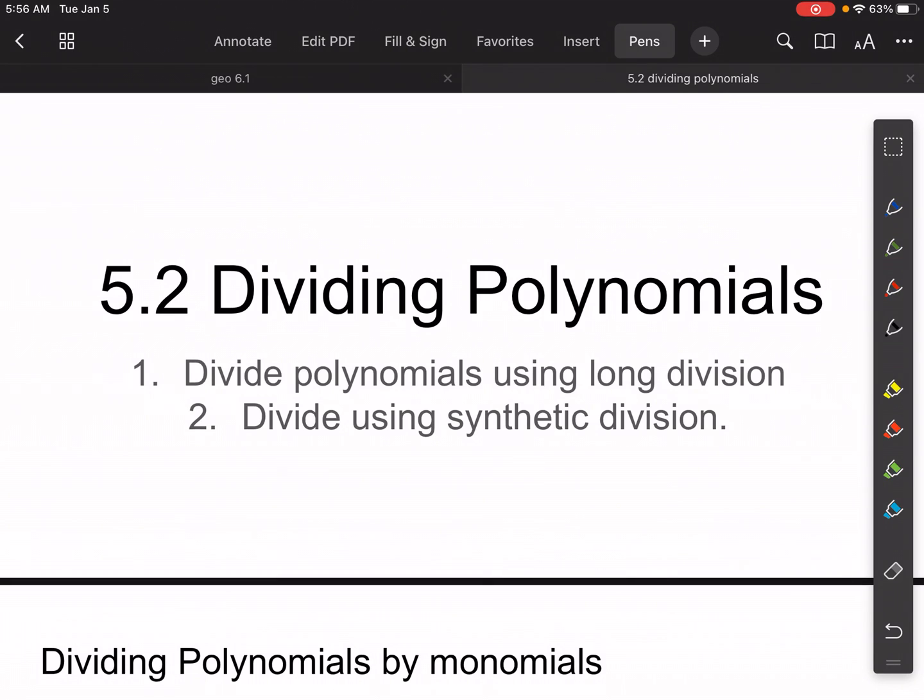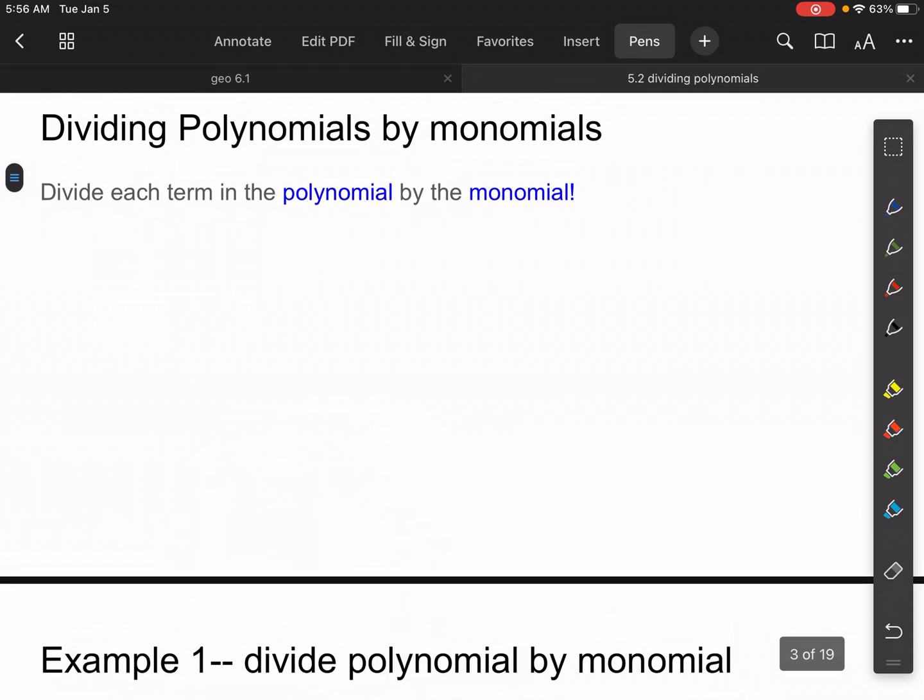Alright, today guys we're going to learn how to divide polynomials. There are actually three strategies for dividing polynomials. The first one is dividing a polynomial by a monomial, which is pretty straightforward. But then there's long division and synthetic division. So it's a pretty involved lesson for today, but not too bad. Hopefully you can relate it to what you already know about division. So let's cruise right into it.